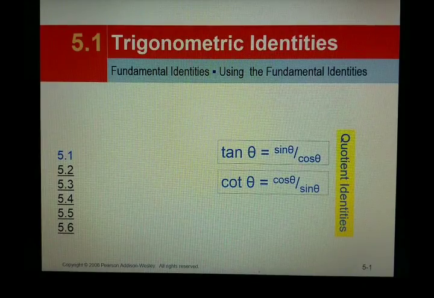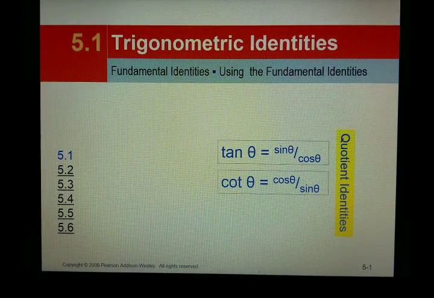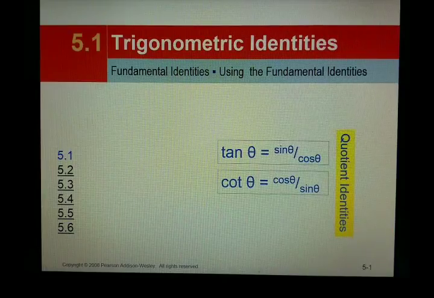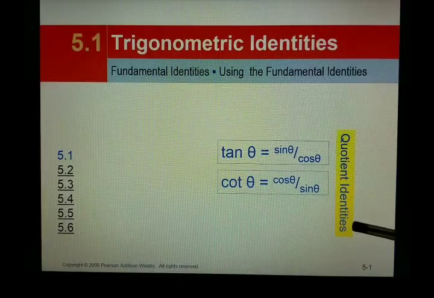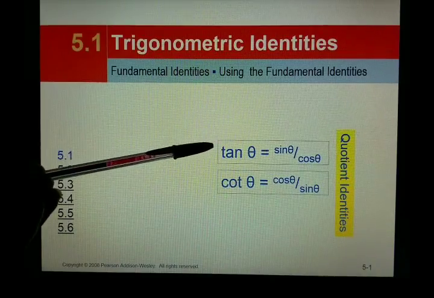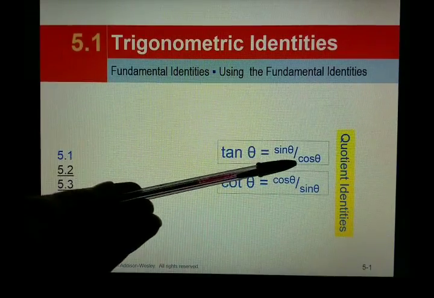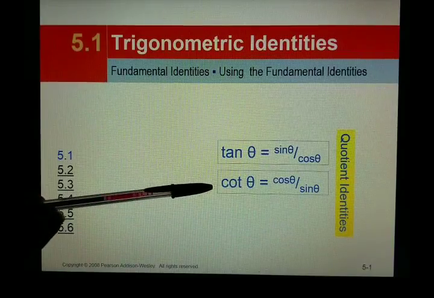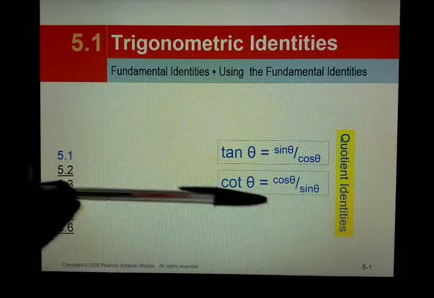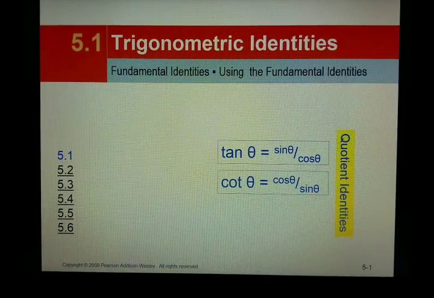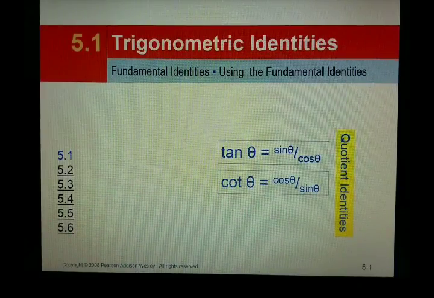All right, Trig, Chapter 5, Section 1, Trigonometric Identities. On this section you are going to need to memorize that the quotient identities are that the tangent of theta would equal sine theta over cosine theta, and that the cotangent theta would be its reciprocal, which would be cosine theta over sine theta. This is going to be very useful throughout this entire chapter. So again, that's called the quotient identities.